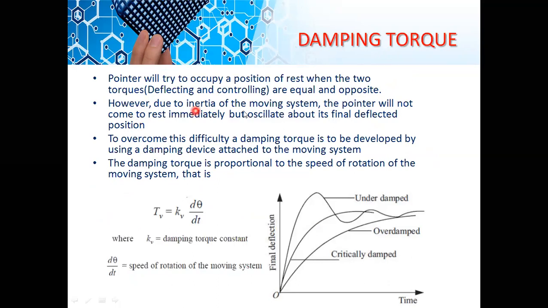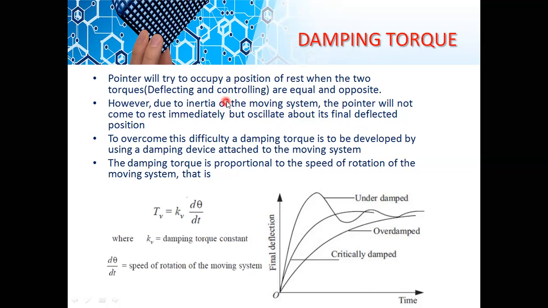However, due to inertia of the moving system, the pointer will not come to rest immediately but oscillates about its final deflected position. So just think about my spotlight. Say there are two forces acting on the spotlight, one in the right direction and another in the left direction. When these two forces are equal, my pointer will come to a state of rest, but before coming to rest, it will try to oscillate and then come to rest.